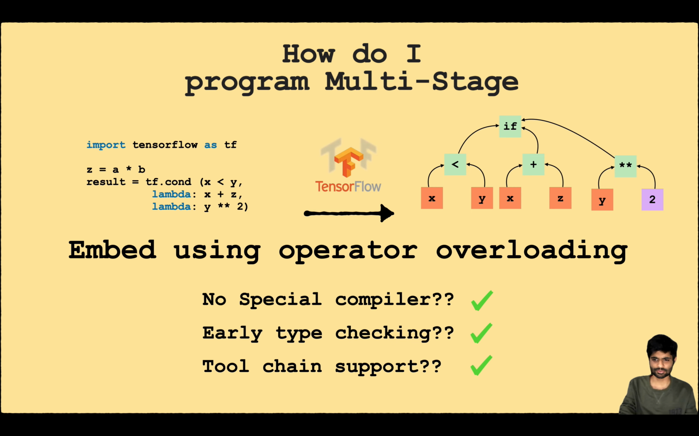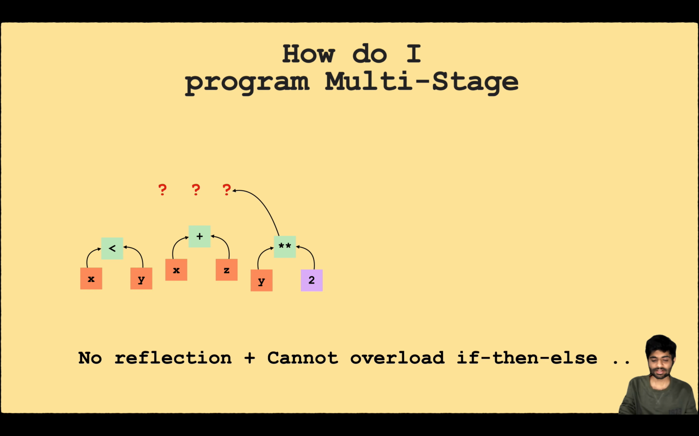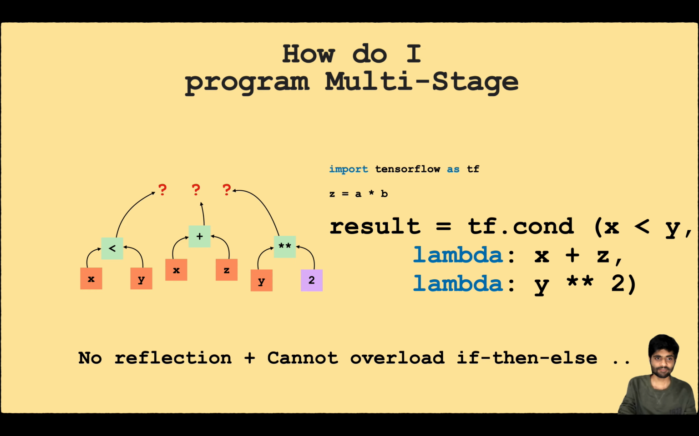Well, does that mean the problem is solved and we can move on? Well, let's look at the last approach in detail. Languages like C++ do not have reflection and cannot overload control flow operators like if, then, else, and loops. In this case, with operator overloading, we can extract the individual expressions, but there is no way to put them together into a conditional or a loop. The developers then have to resort to specialized constructs like tf.conditional or tf.while to implement control flow. Well, that doesn't seem like too much of a problem. We would have to learn a few more functions and their syntax.